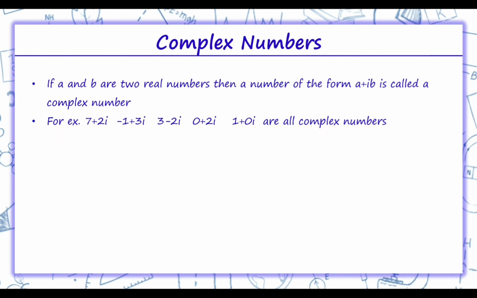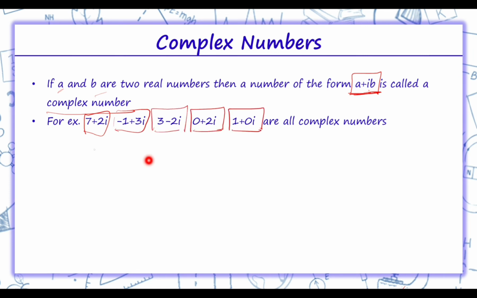Next, coming on to what actually complex numbers are. A complex number is basically, let's suppose a and b are two real numbers, then a number of the form a plus ib, where i is iota, is called a complex number. For example, 7 plus 2i, minus 1 plus 3i, 3 minus 2i, 0 plus 2i, 1 plus 0i. These all are known as complex numbers.